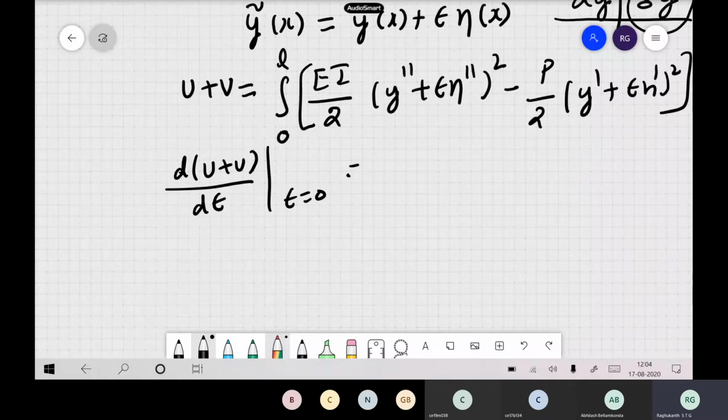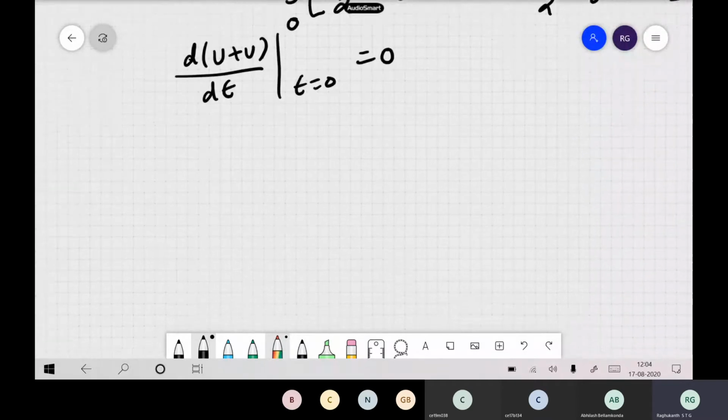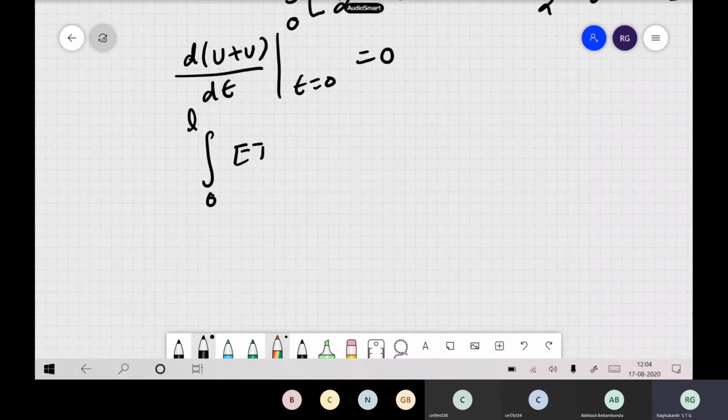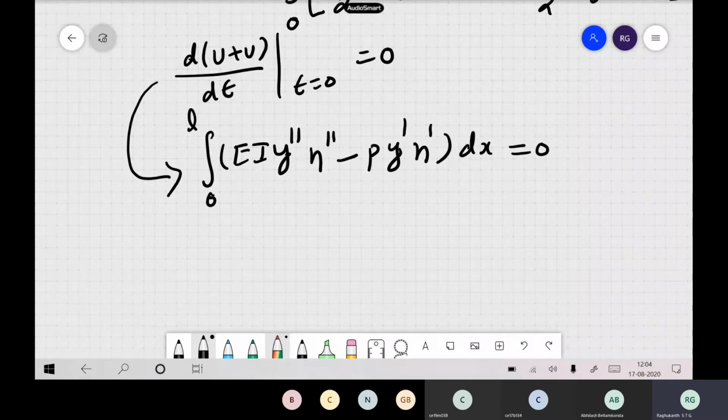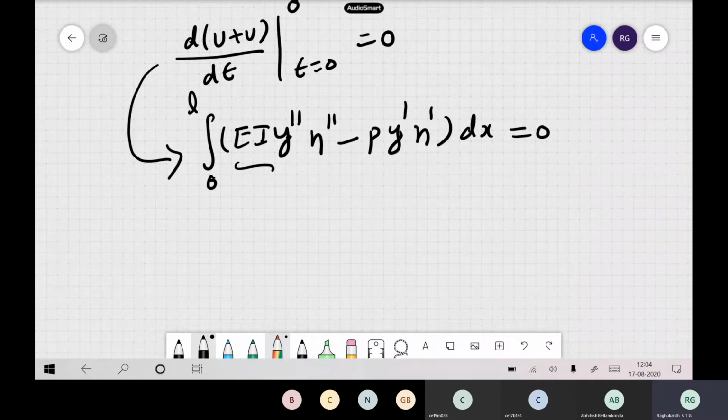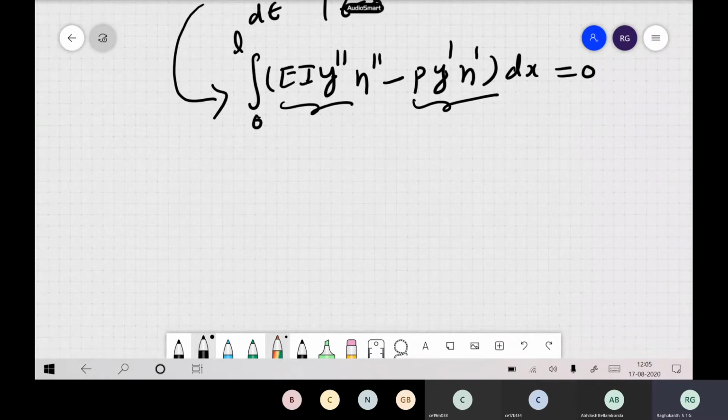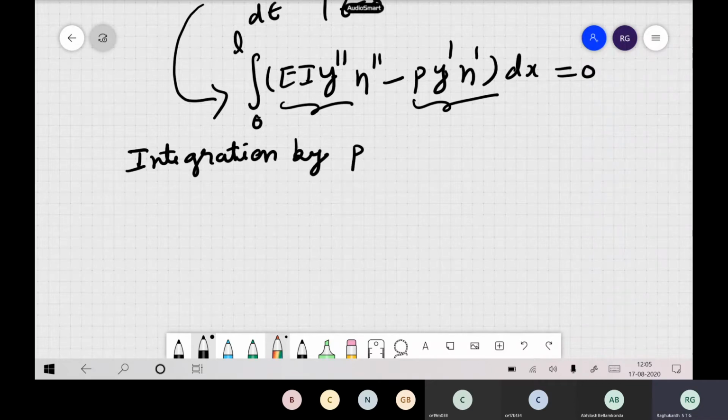Finally we said that d(U plus V) with respect to d epsilon, at epsilon equal to 0, has to be equated to 0. After this we got the expression: integral from 0 to L of EI y double dash eta double dash minus P y dash eta dash, dx. Now we have to evaluate these integrals, so we do integration by parts. These are standard formulas in calculus.